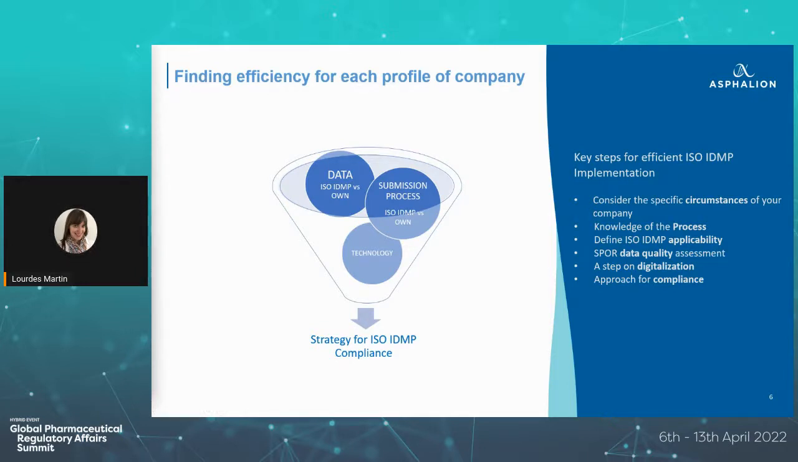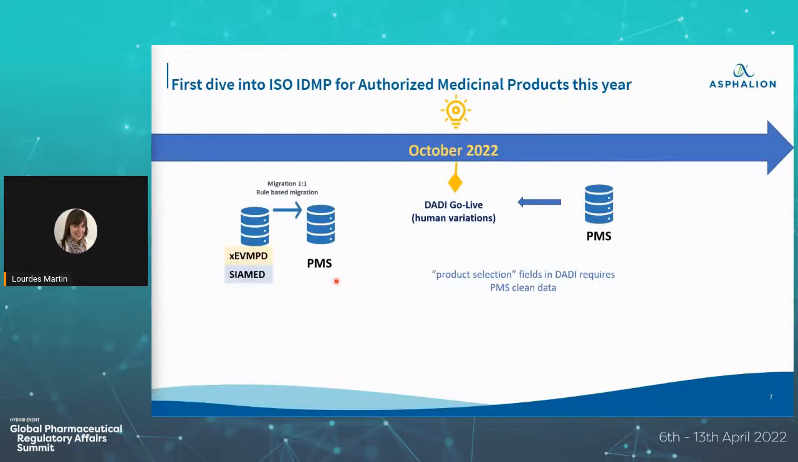So how could these current changes influence the industry decision? If we focus on authorized medicinal products, as we saw before, the first dive into ISO IDMP will be with the go live of DADI this October. We know that DADI will be feeding from PMS, and we know that the conditions are already that there won't be, at the first release, submissions allowed or enrichment and corrections allowed for PMS. And we know that with the first release, there won't be any feedback loop either.